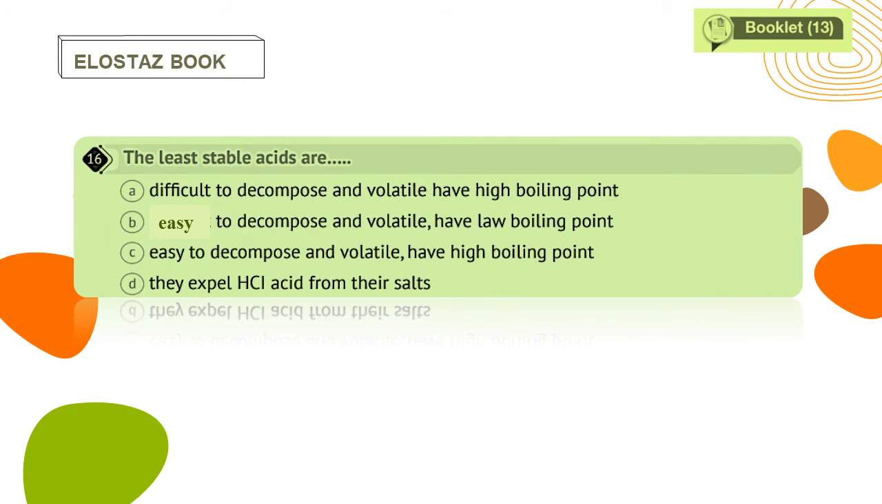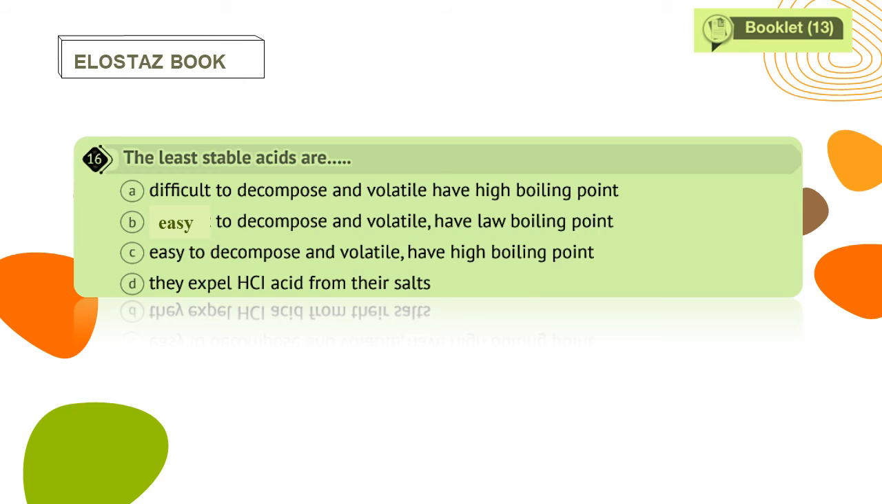Question 16 says, also depending on accumulated knowledge here: the least stable acids are, what are the properties of the least stable acid? We have difficult to decompose and volatile, and they have a high boiling point. What about them? Do you think so? No, that will be highly stable. The second one: easy to decompose and volatile. Yes, decompose easily when we use it, and have a low boiling point. So we can use it easily in the reactions.